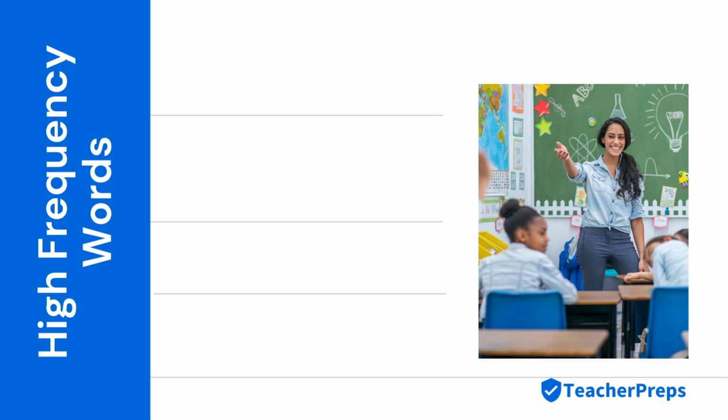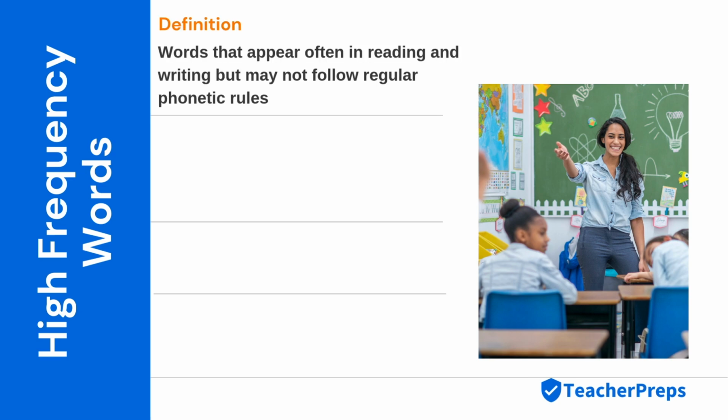High frequency sight words. These are words that appear often in reading and writing, but may not follow regular phonetic rules, making them challenging to decode for beginning readers, but extremely important. These are called high frequency words because they appear frequently, and then once they are learned, they're called, do you know? Fill in the blank. I heard you. Sight words. That is correct. All right.